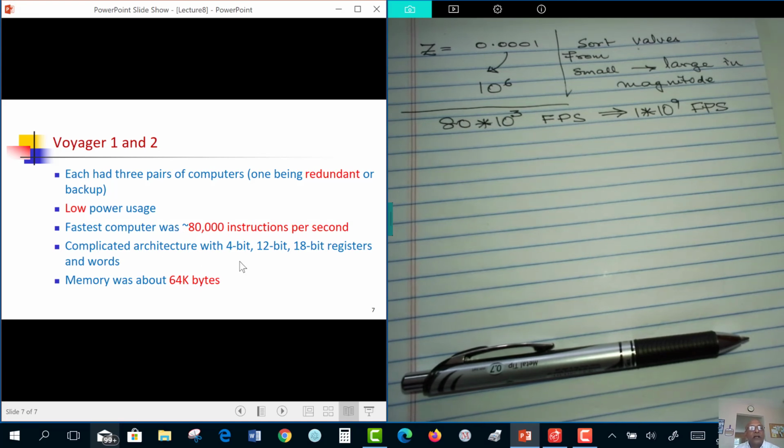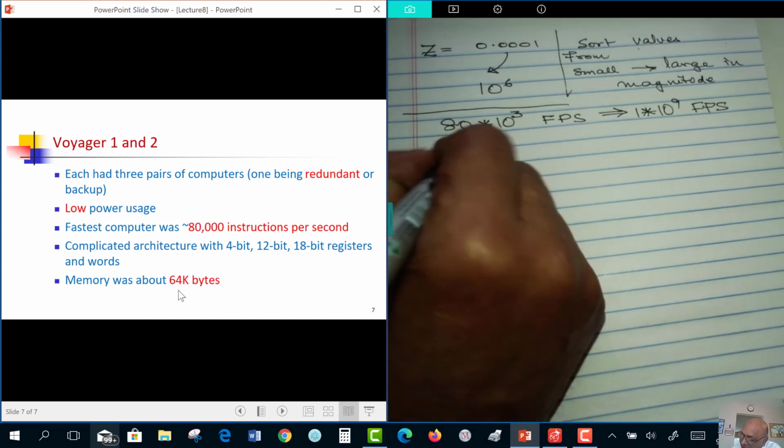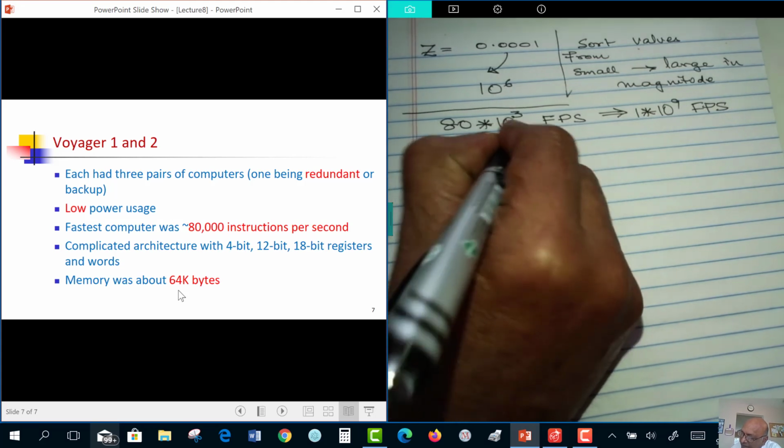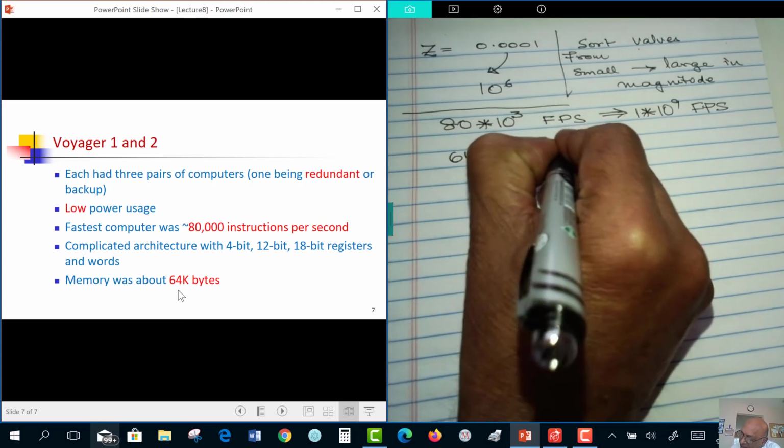They had a complicated architecture, but again, a very rudimentary one, with 4-bit, 12-bit, and 18-bit registers. Probably the first computer you started with was 32-bit already, and in the last 5 years, the standard computers are 64-bit computers. So their word length is 64. Memory, each of these computers had only 64K bytes. 64K bytes. Imagine.